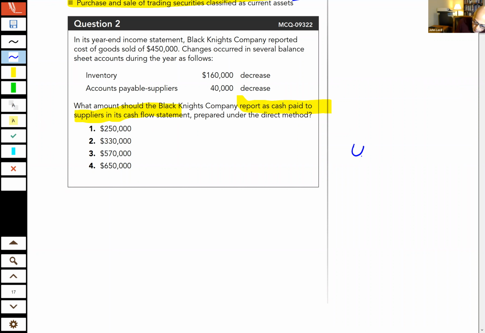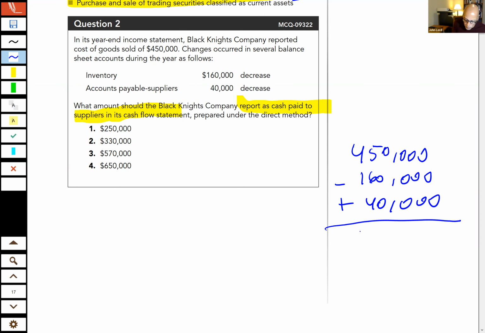Okay, so what happens? Well, I know I have to start with that 450,000, which is an accrual number, cost of goods sold, and I want to turn it into a cash number. And I see that inventory decreased 160,000. Inventory is an asset. And even though we say when we're dealing with net income for assets, we should do the opposite, when we're dealing with expenses and trying to turn that into a cash item, we do the same. So since the inventory decreased 160,000, we have to subtract it. We do the same, right? Then they tell us that the accounts payable, the liability, decreased. Well, since it's an expense, I turn my CLAD rules, I do the mirror image. So since it decreased, I do the opposite. I add the 40,000. And when I do that, I get the correct answer, 330,000.